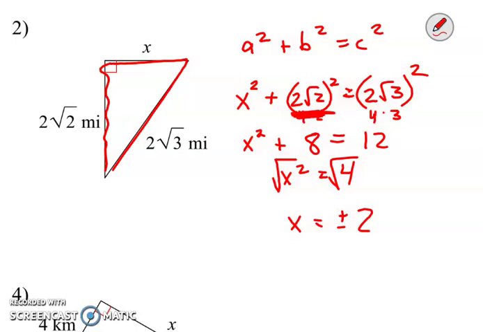The problem with saying that as an answer here is because we're talking about an actual specific distance that has to be positive, so x in this case has to be 2.